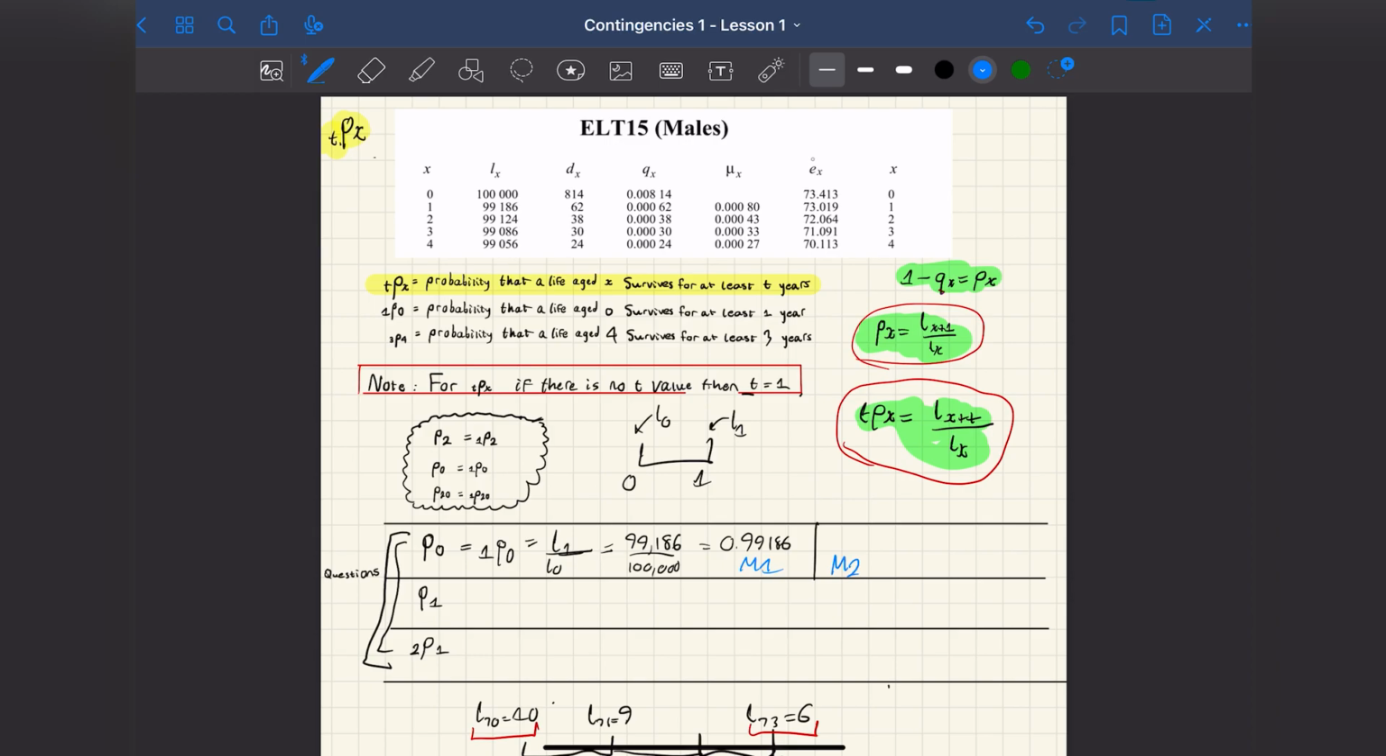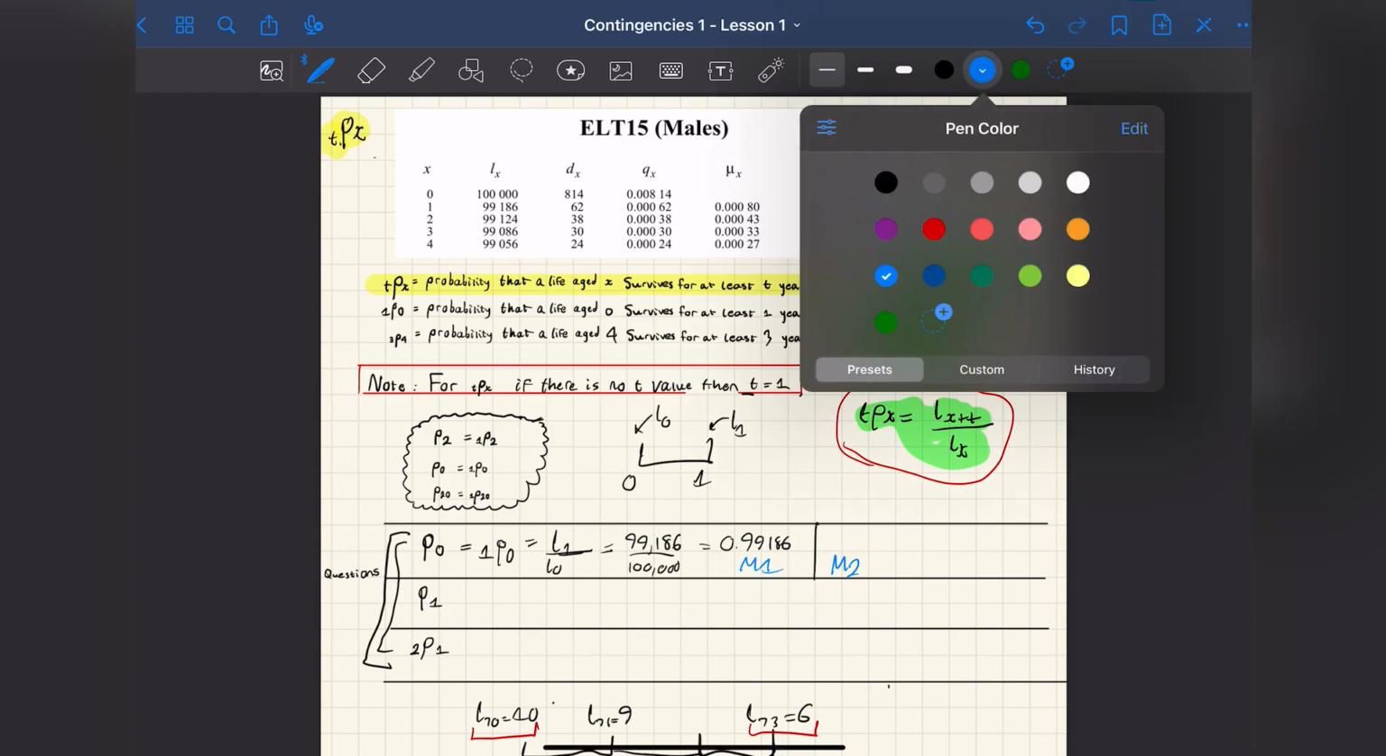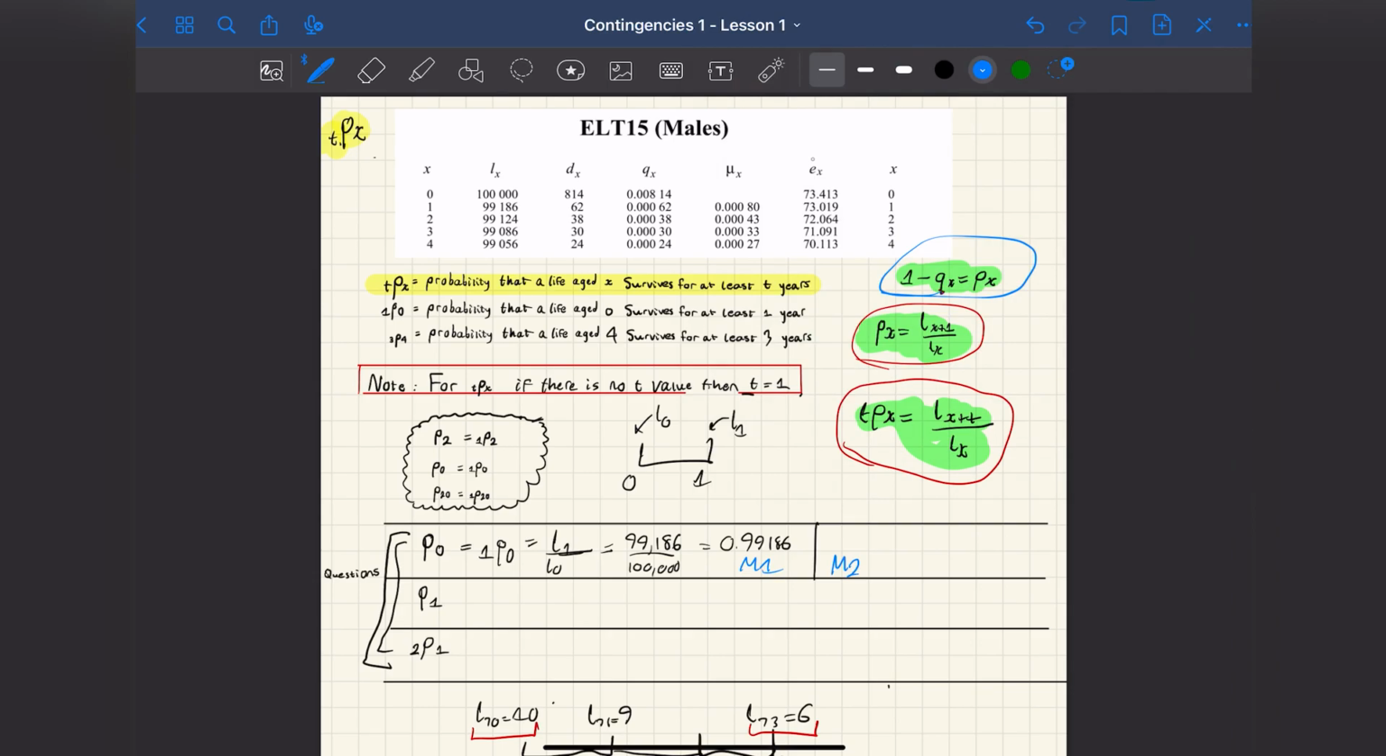Method 2 is using this formula. So I don't think I've really gone over this, but again, I have actually. When you sum the probabilities of all the outcomes, you should get 1, and that's where this formula essentially comes from. Method 2 is saying that P0 is the same as 1 minus Q0, which is 1 minus, and we have Q0 here and these values here, 0.00814, and this is 0.99186.